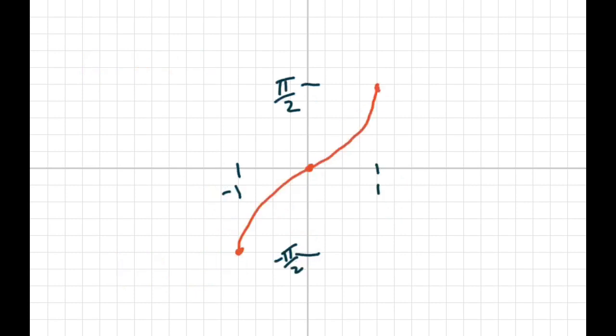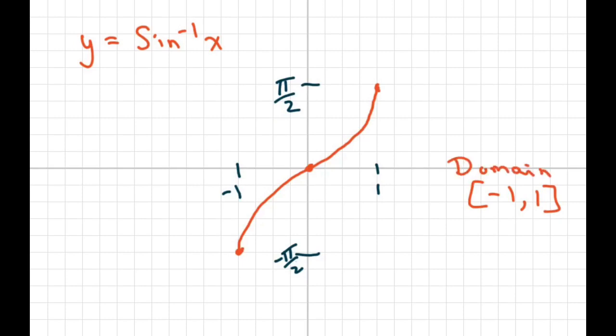And then for the inverse sine, I merely switched my domain and range. So now my domain is negative 1 to 1. So that would be your domain. And your range, because they switched, is now negative pi over 2 to pi over 2.